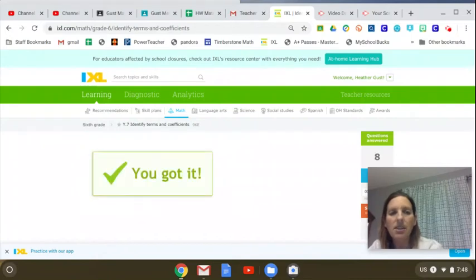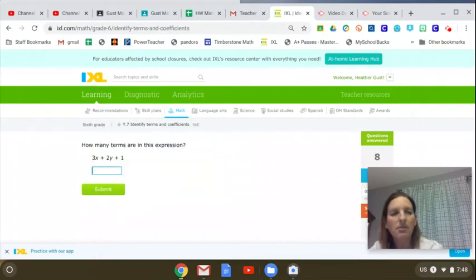And then we'll take a look at one more problem. How many terms are there in the expressions below? I have 3x is a term, 2y is a term, and 1 is also a term because I'm not counting those addition signs. So I have 3 terms here.